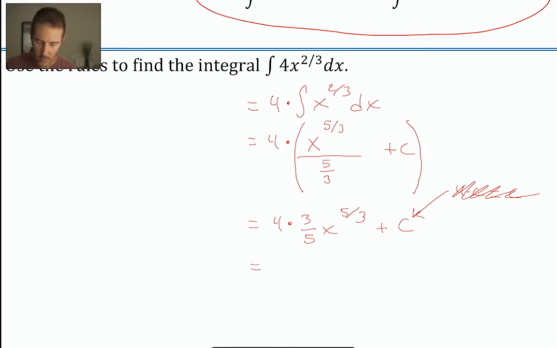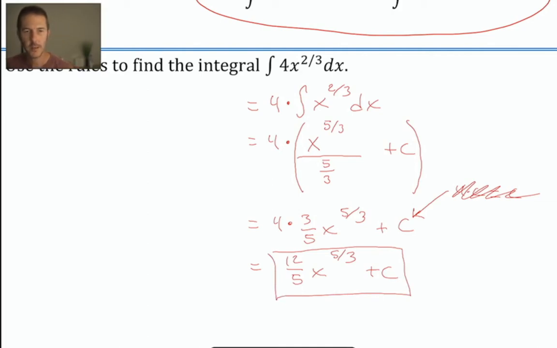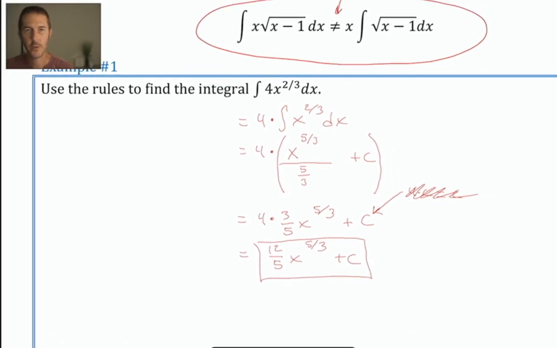Clean this up one more time and write this as 12/5 x to the 5/3 plus c, and you got yourself a final answer. That is the family of solutions. It is an indefinite integral, and you have done antidifferentiation.